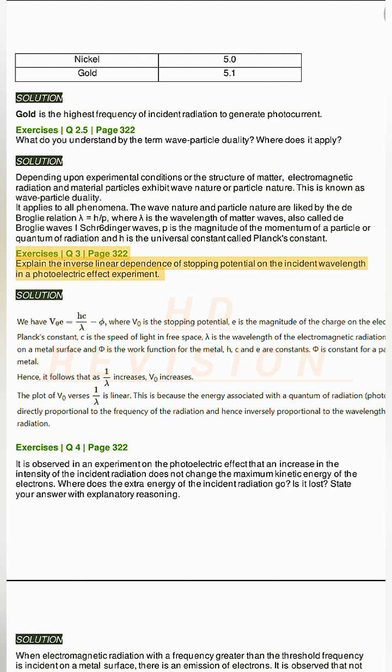Exercises Q3, page 322. Explain the inverse linear dependence of stopping potential on the incident wavelength in a photoelectric effect experiment. Solution.